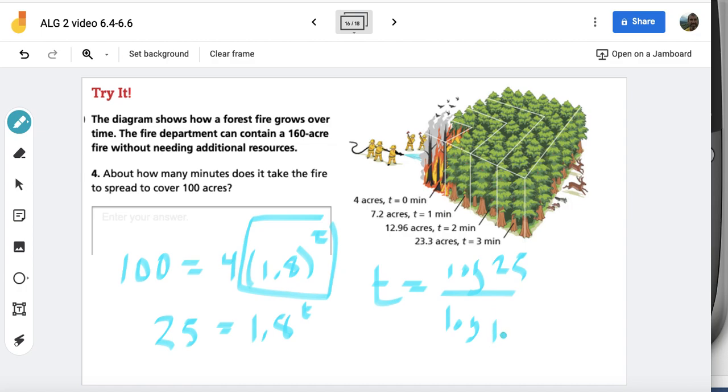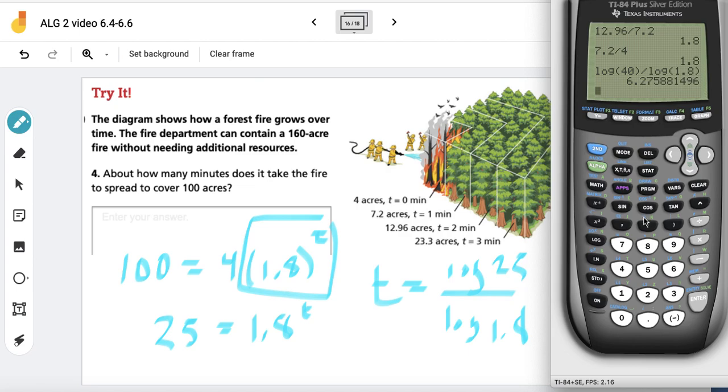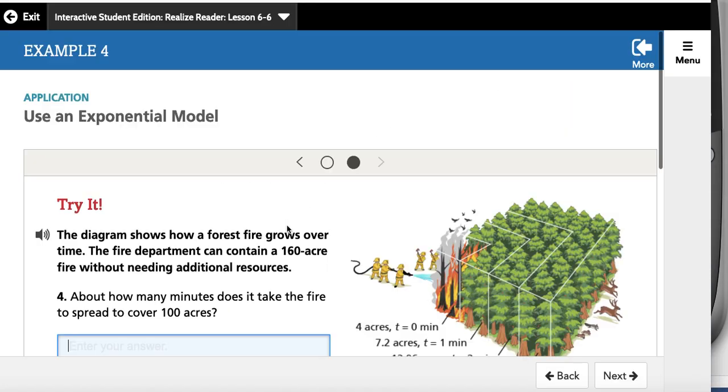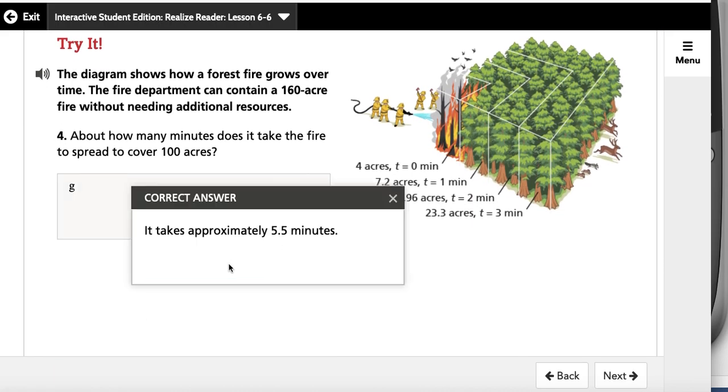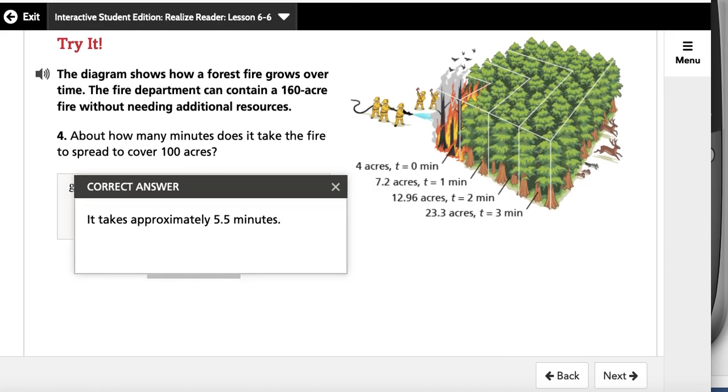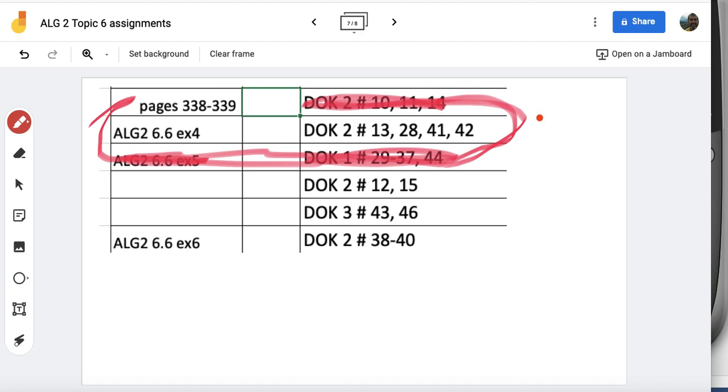Let me type that in. Log 25 divided by log 1.8. So it's using what we already know, just applying it to a word problem. 5.5 minutes. Let's see what they got. 5.5 minutes. Cool. You can do problems 13, 28, 41, and 42.